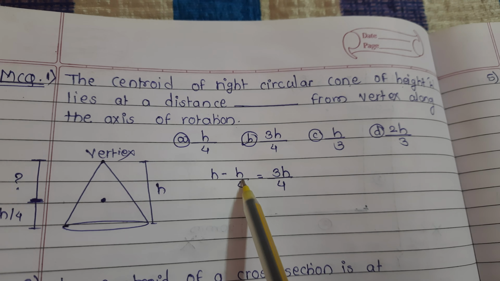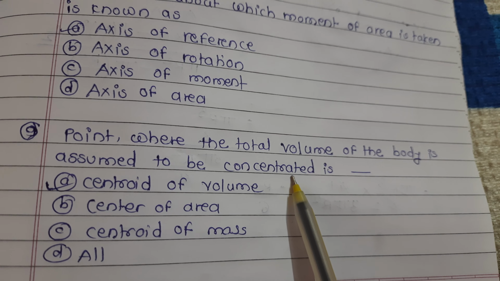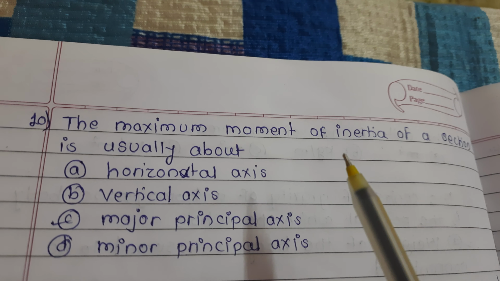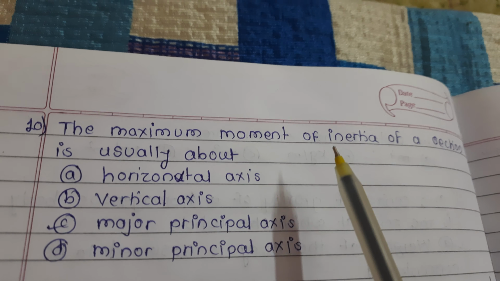The point where the total volume of the body is assumed to be concentrated is the centroid of a volume. The maximum moment of inertia of a section is usually about the major principal axis.